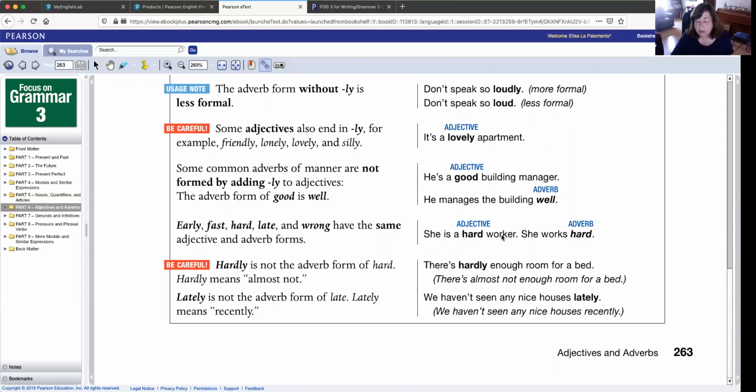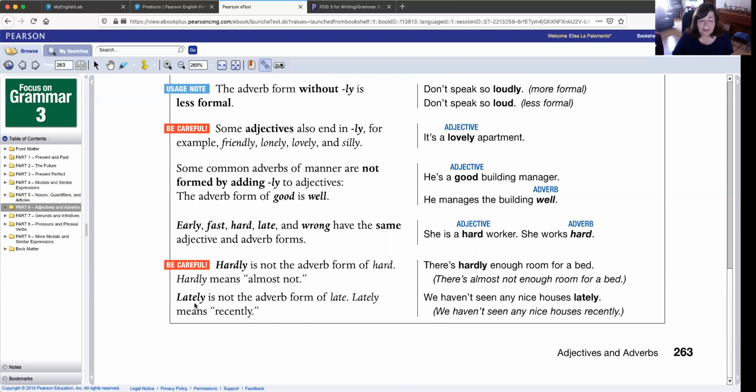She is a hard worker. What kind of a worker is she? It's describing, it's an adjective. She works hard, an adverb describing how she works, okay? But there are words that you've heard, for example, the word hard. There is a word hardly, but it's not the adverb form of hard. It's really a different word that just means almost not. There's hardly enough room for a bed. So there's almost not enough room for a bed. You may have heard this word before.